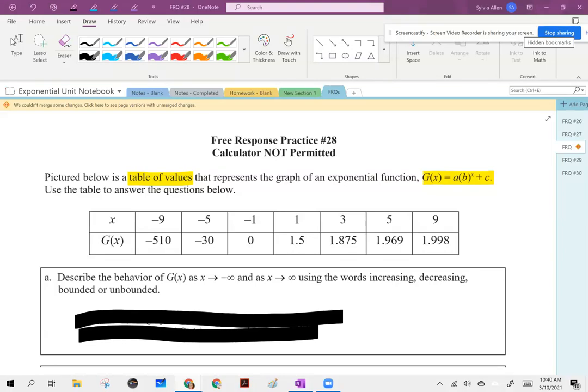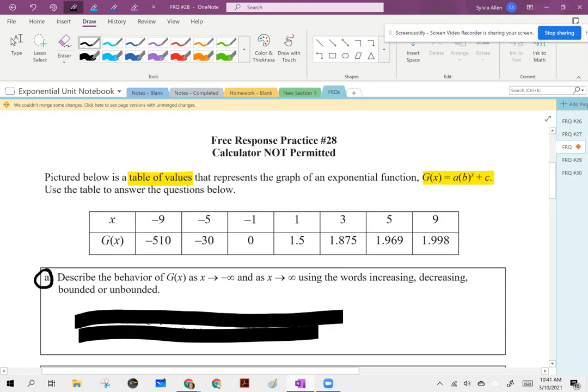All right, guys, we're going to talk about free response number 28, no using your calculators. It says, picture below is a table of values that represents the graph of an exponential function, and it gives you the form that they are discussing. And you're using the table to answer the questions below. So I want to address the first one for you.